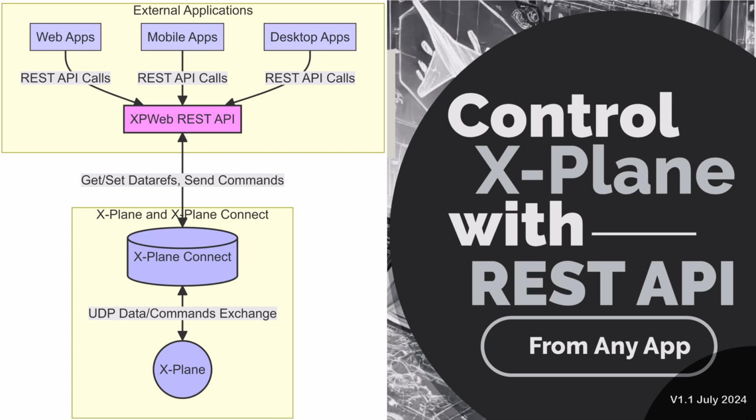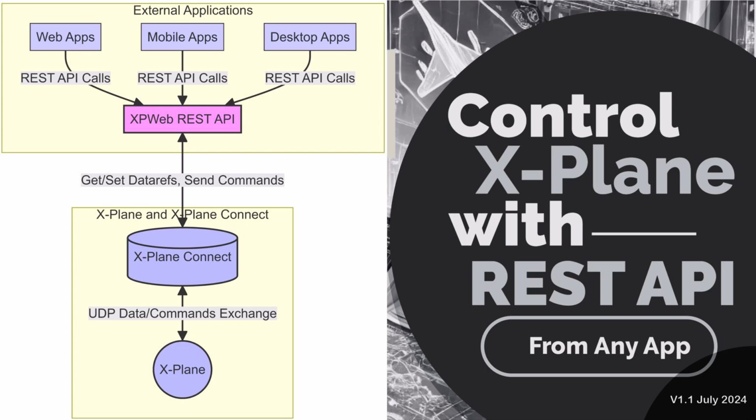The main part of the setup, XPWeb, takes a request from the external application and talks to Xplane in a way it understands. So what is that way? It uses Xplane Connect, which is developed by NASA and is very well known among all Xplane lovers. Xplane Connect makes communicating with Xplane much easier through UDP.